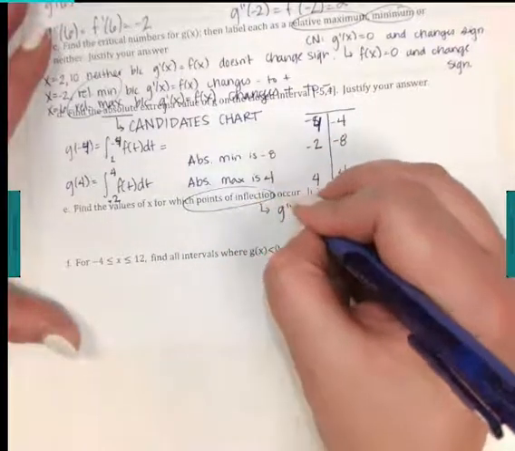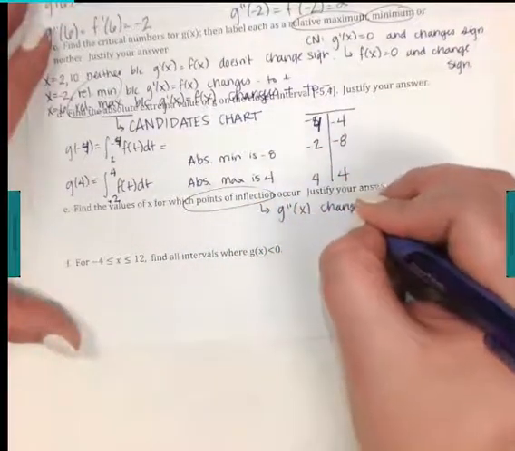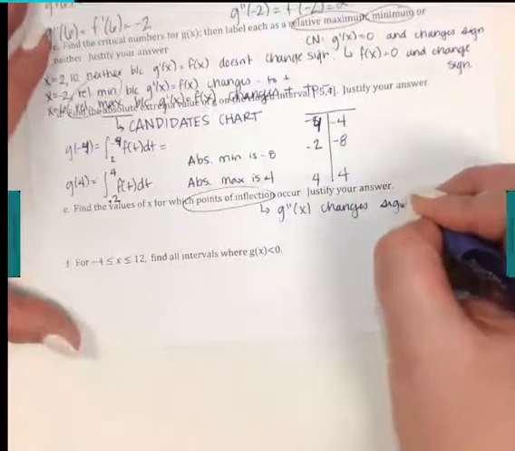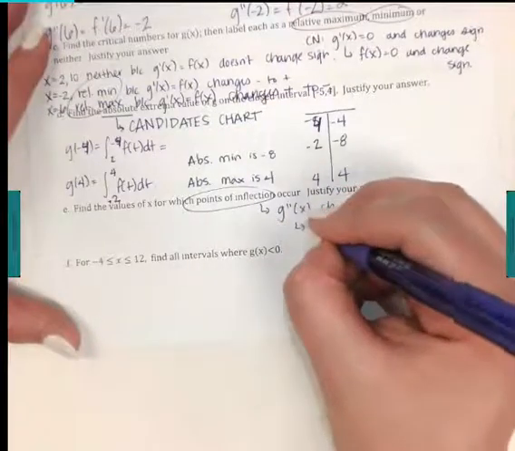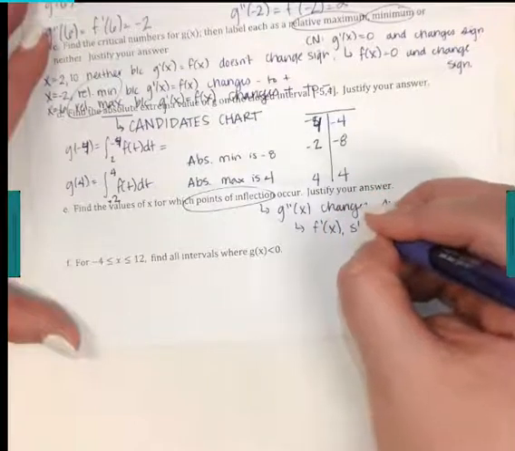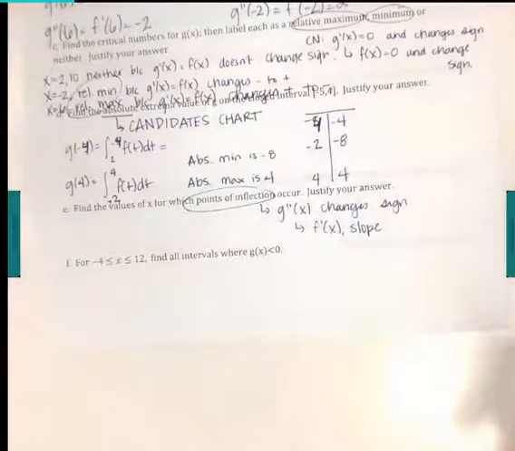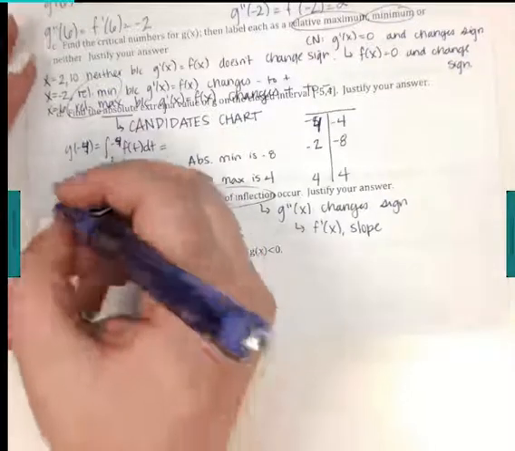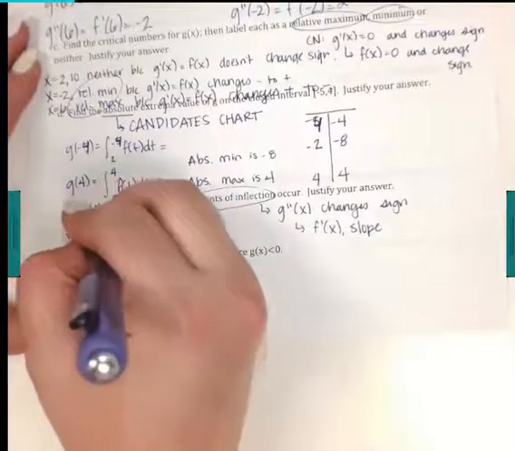occur when g double prime of x changes sign. But what is g double prime of x the same as? Okay, that's the same as f prime of x, which is the slope. So really, I want the slope to change sign. So put x's on the graph everywhere that you see the slope change sign. Where does the slope change sign? 0, 2, 4, 8, 10. Very good. X equals 0, 2, 4, 8, 10.